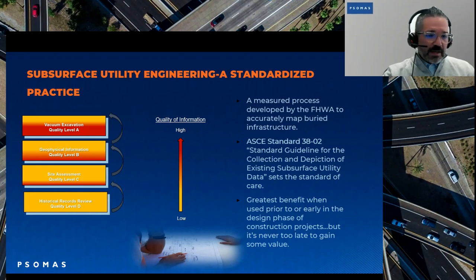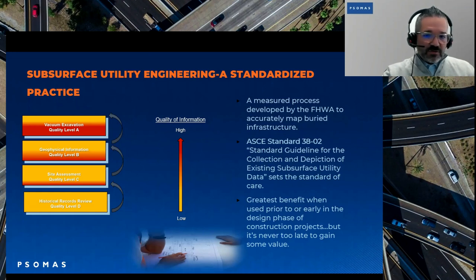If we take a look at quality level A, that's your vacuum excavation. That's when your test holer goes out there, punches a hole in the ground, and actually physically sees the utility. So you're looking at it, you can see the pipe size, you can see the material of the pipe, you're actually seeing it right there. Now it's important to understand that quality level A is only good for that position that you're locating it at.